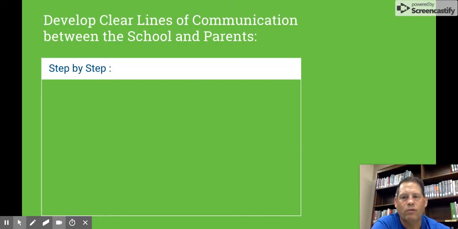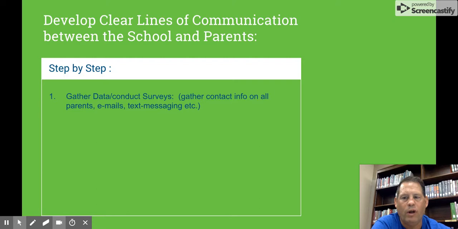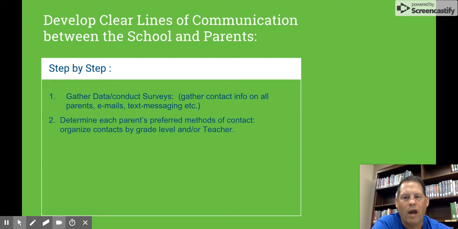How am I supposed to develop these clear lines of communication between the school and the parents? Well, a step-by-step process. Number 1 is to gather data, conduct surveys, and you're going to gather a lot of parental information. How are we going to contact these parents? Once you determine how you're going to contact these parents, you have to ask them what their preferred method of communication is, and then you're going to organize that by grade level and/or their homeroom teacher.